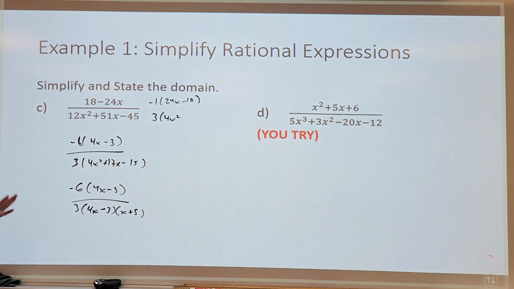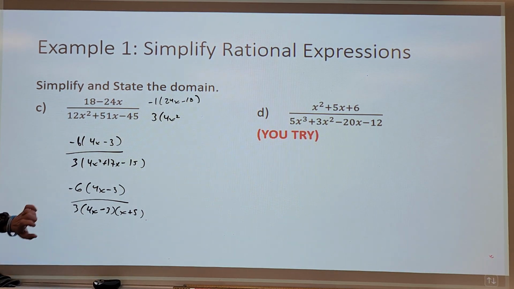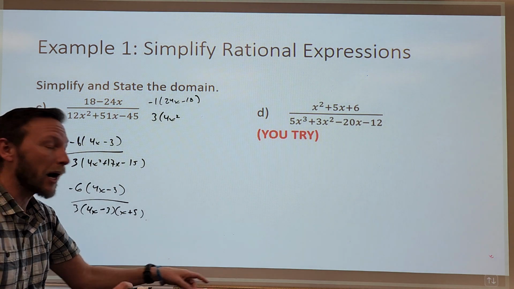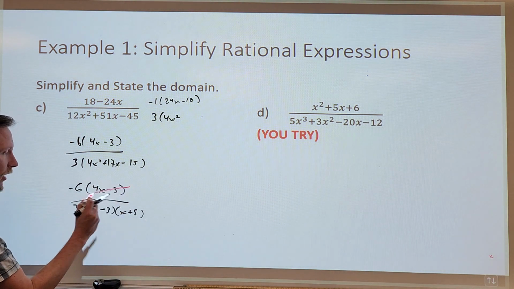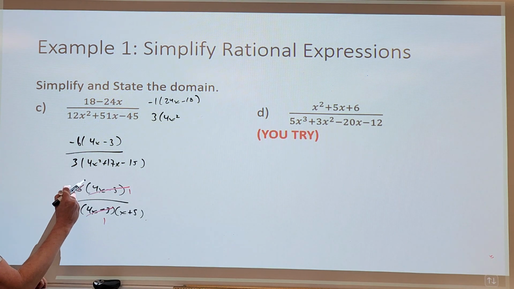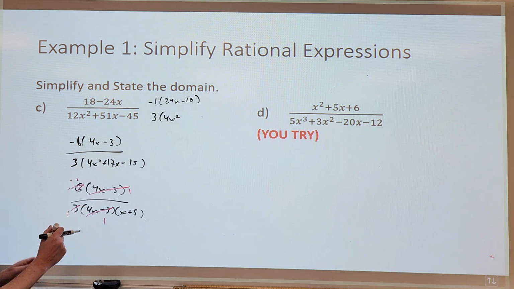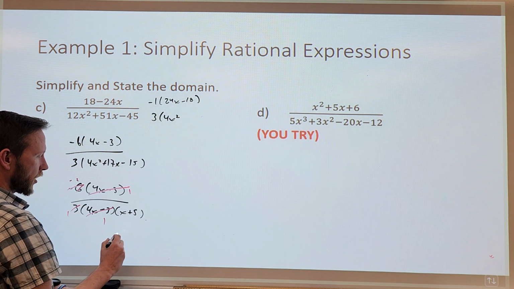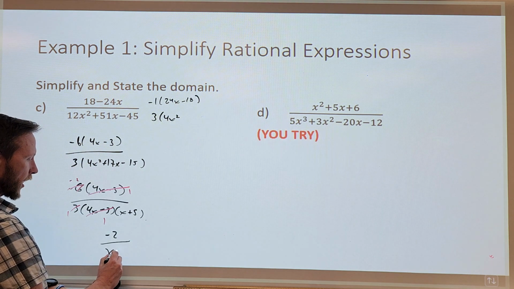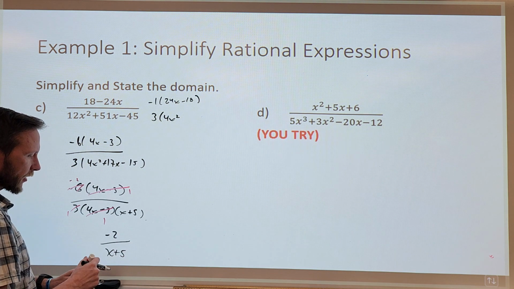Again, you can do this long ways. You can do it AC method. You can do it tic-tac-toe. You do need to know how to factor, though. That's not going to go away. This is one of those and one of those. And so we end up with -2 over x plus 5. That is our final answer.